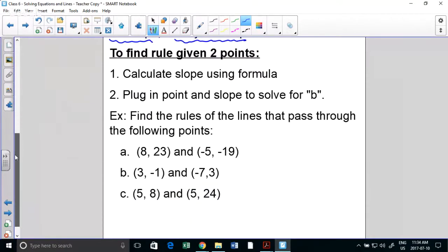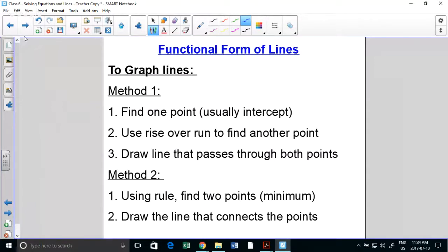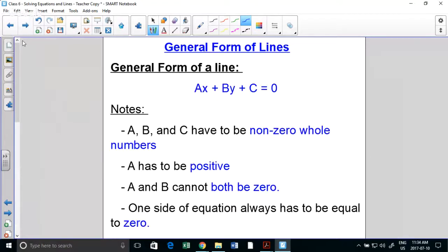So to find the rule, given 2 points, you calculate the slope using the y2 minus y1 over x2 minus x1. You plug in a point and slope to solve for b, and then you have your rule. So these examples, you're given 2 points, and you need to calculate the rule in y equals ax plus b. So you just follow these steps. Graphing, we're not really going to talk about.